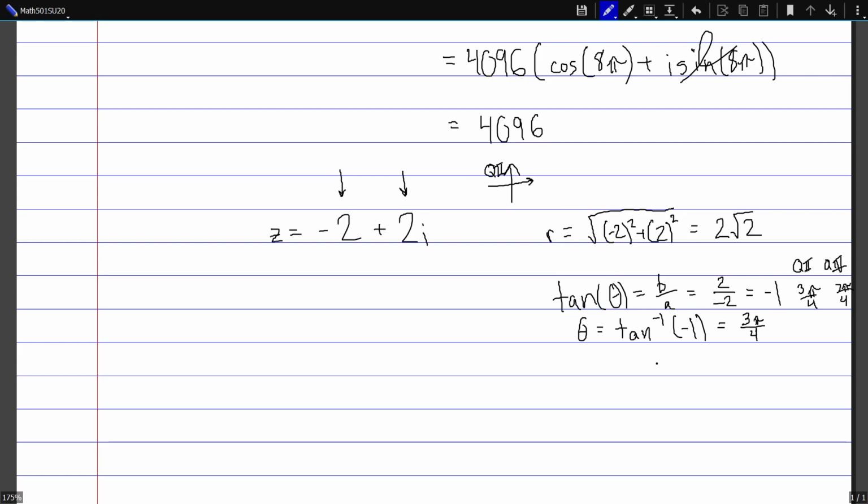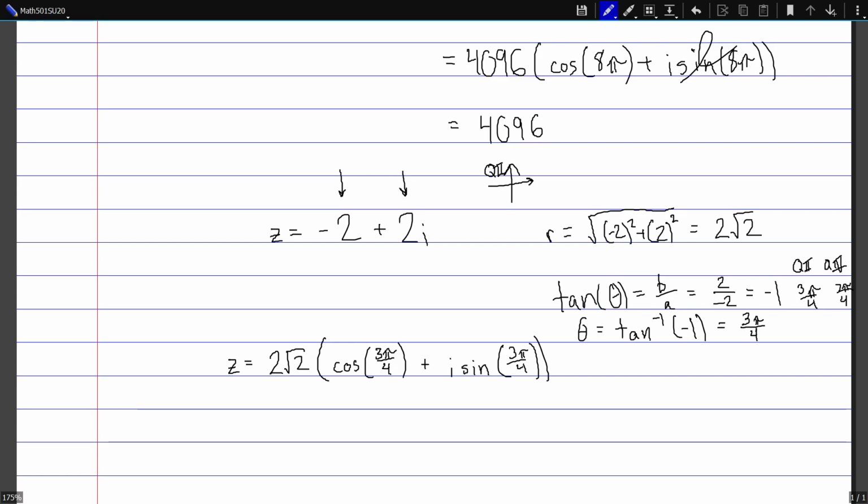Okay, now we have a lot of the pieces. We're going to rewrite z. So this is 2 times the square root of 2, times cosine of 3 pi over 4 plus i sine 3 pi over 4. Now this is kind of an intermediate step for us here. We're just basically taking this and going one piece at a time as we go through.